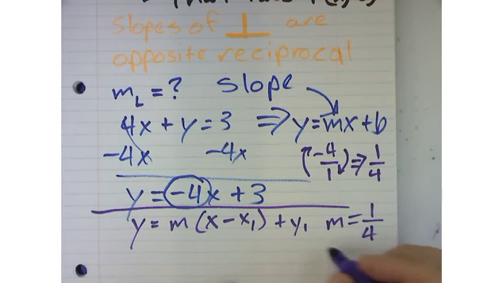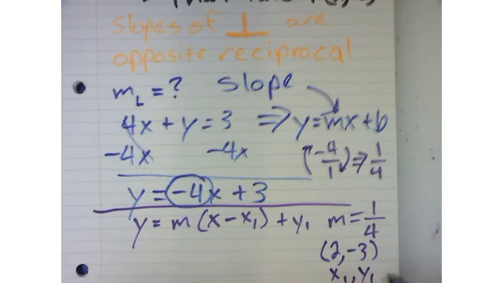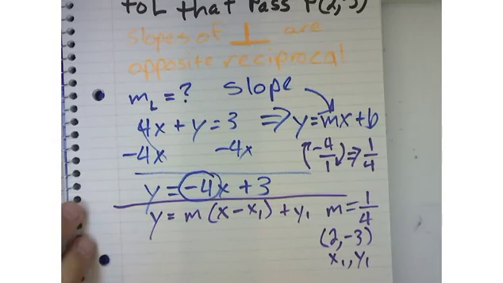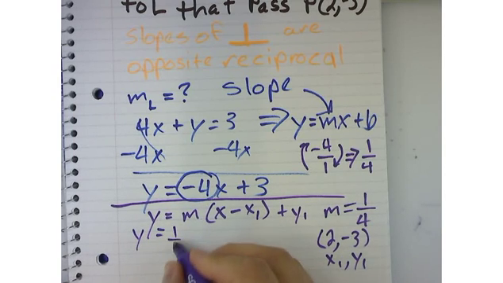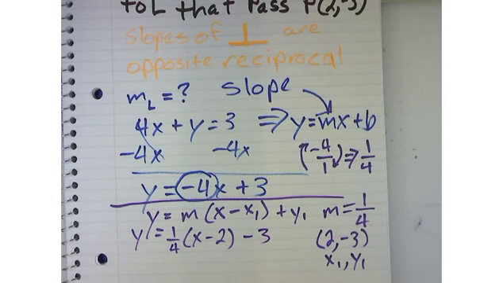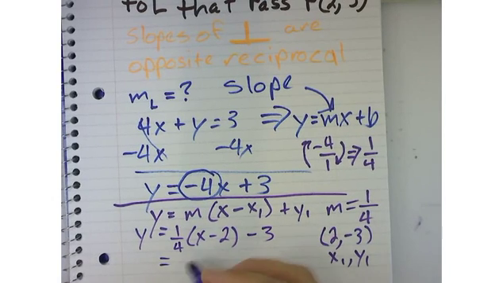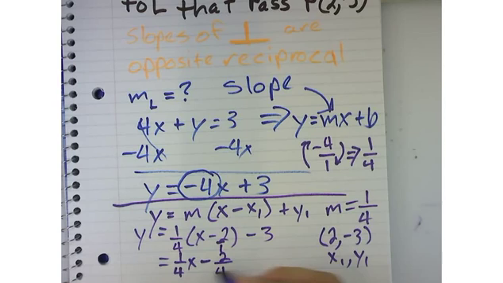All right, now what was the point that they had to pass through? (2, -3), right? So this is x1, y1. Plug all that information into our formula and go from there. So y is equal to 1/4 times (x - 2) + (-3). So I'm just going to write -3. Push that through, and I get 1/4 x minus 2 over 1 times 1/4, which is 2/4, minus 3.